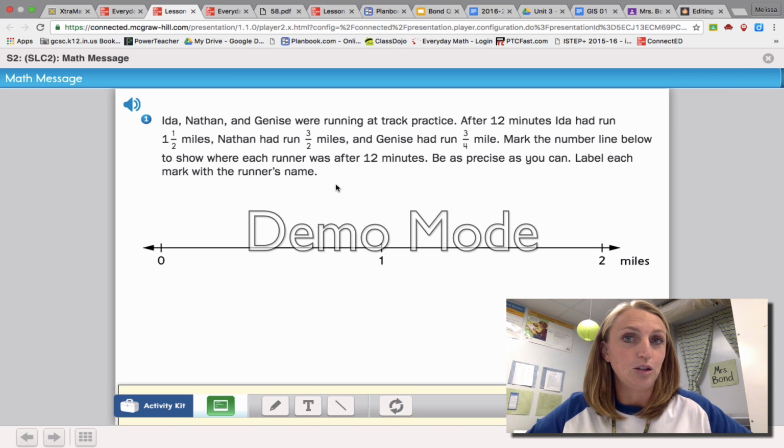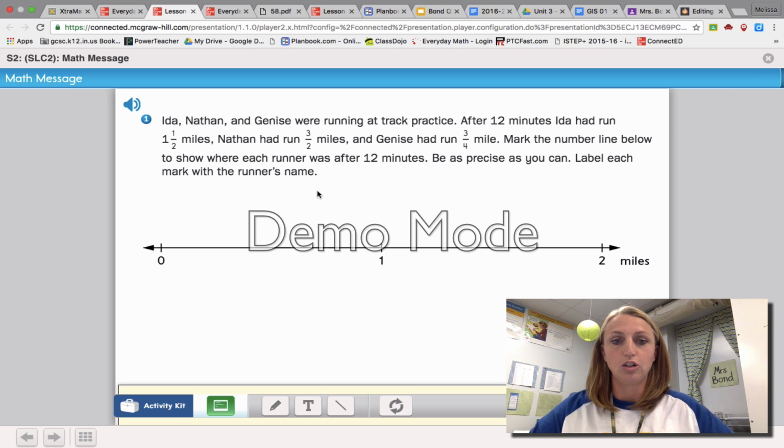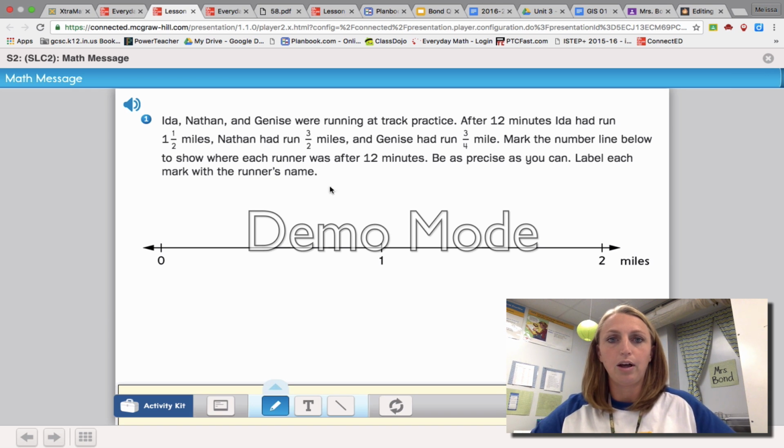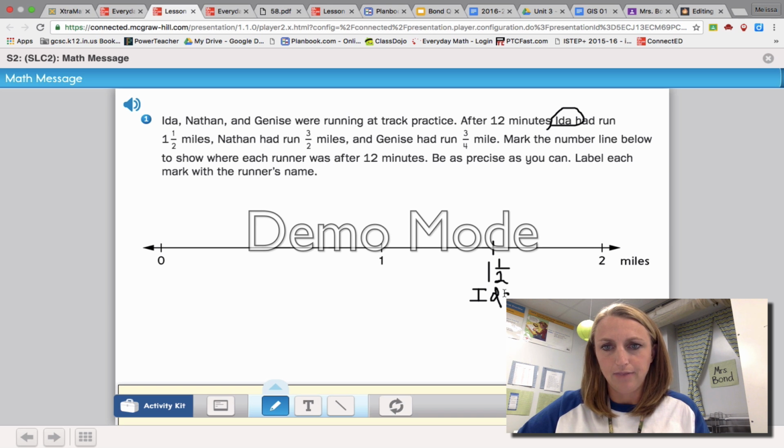Normally I would tell you to turn and talk to your neighbor, but we are just going to do it together. So get your pencil, make sure you're ready to roll, and we're going to mark together. First is 1.5, and that's Ida. Here's our 1, and to find the half we go halfway between 1 and 2. You're just going to ballpark it, and we label it: there's my 1.5, and that is Ida.